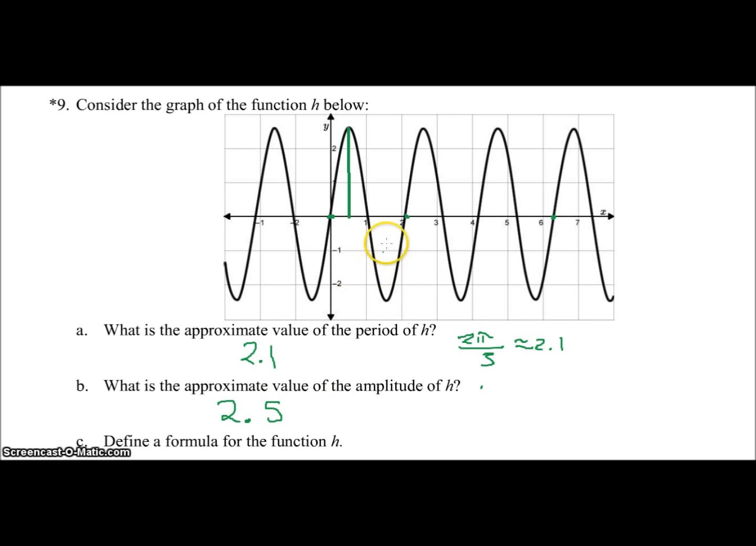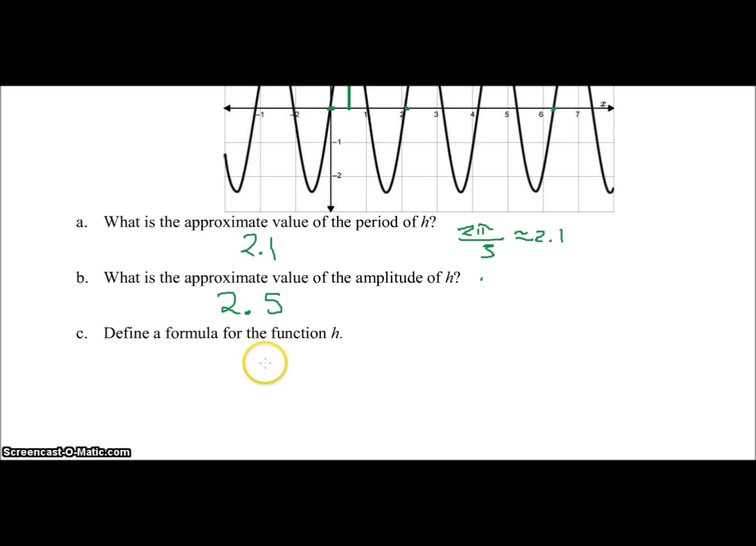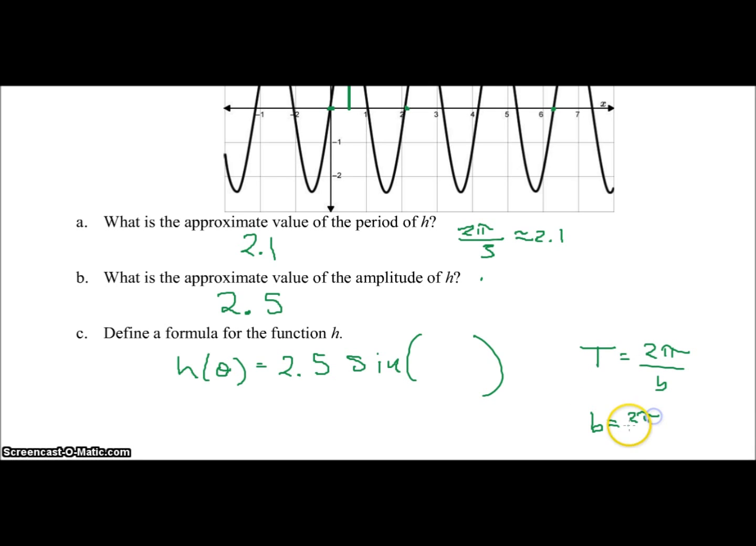You can notice that that's the same distance from this horizontal line down to the very bottom of the graph. Define a formula for the function h. Let's see, h of theta equals the amplitude and sine of, we need to find our b. Remember that the period, capital T, is equal to 2 pi over b. So b is equal to 2 pi divided by the period.